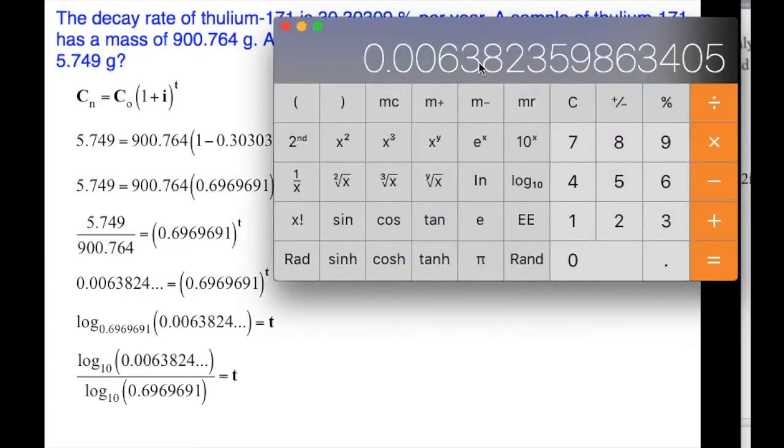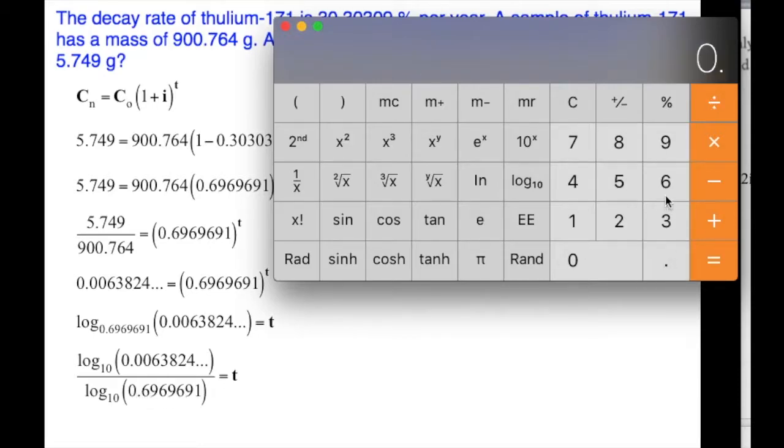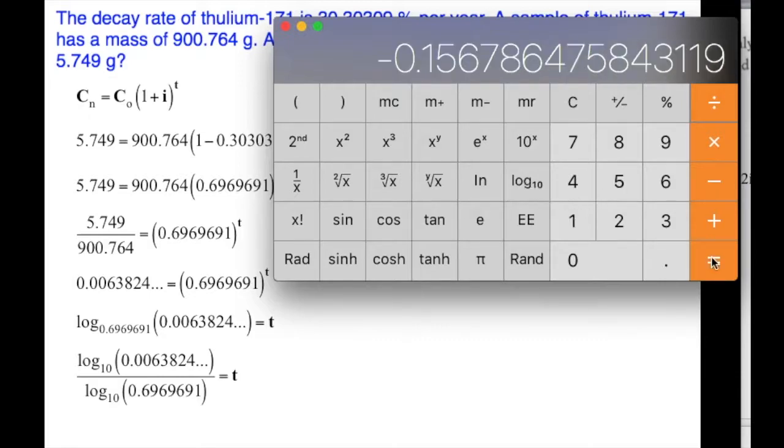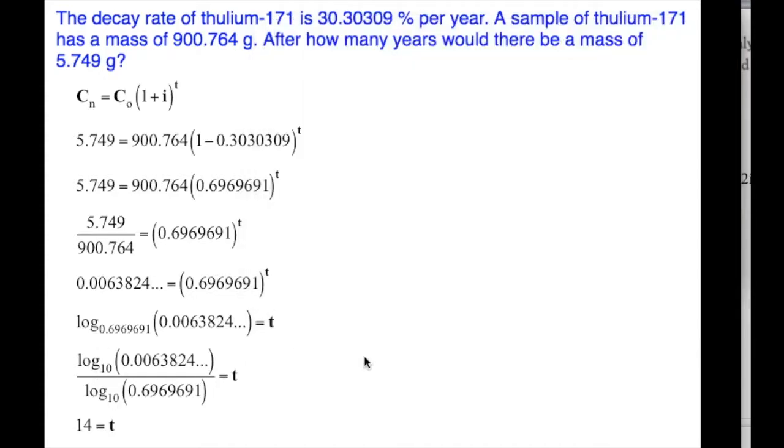Handy dandy calculator. This number, the log, gives us negative, divided by the log of this number, 0.6969691, and then we're dividing them, gives us 14.00005. Very, very close to 14 years. I'm going to round it to 14 years. Our time is 14 years. So we could say that there would be 5.749 grams after 14 years.